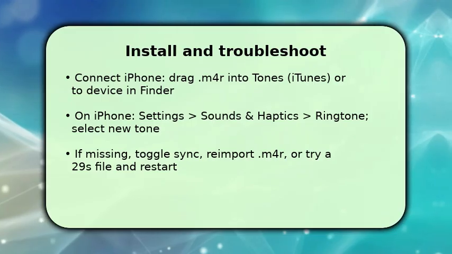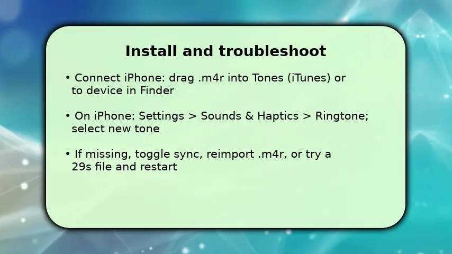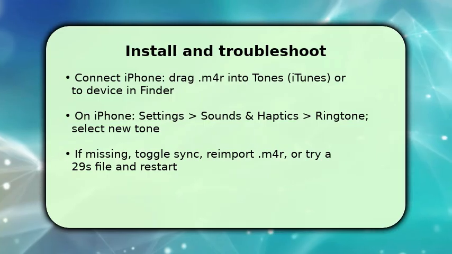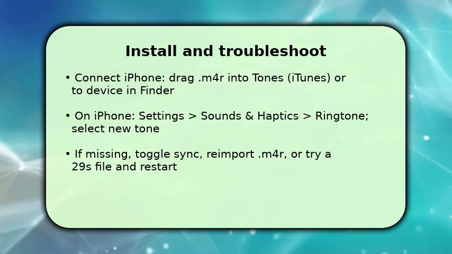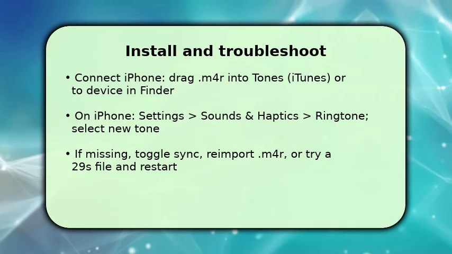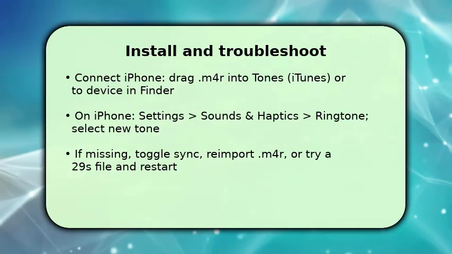In iTunes, drag the M4R into the tones section and sync, or in Finder, drag it onto the device's tones area. Once synced, go to Settings, Sounds and Haptics, Ringtone, and pick your new tone.